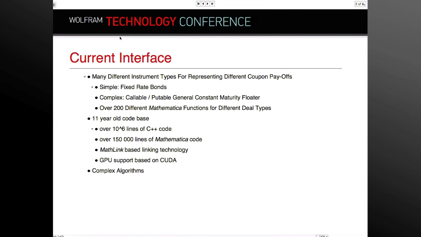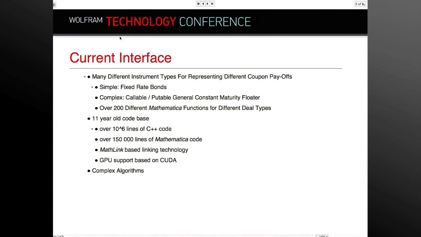It's always much easier to add new lines of code to an existing code base than to refactor the existing code so that less code does more work. One other drawback is it's based on a rather old linking technology, which has now been superseded by newer technologies. This is called MathLink. And for GPU support, which we added 3 years ago, we decided on using CUDA, and CUDA has been surpassed by OpenCL now.